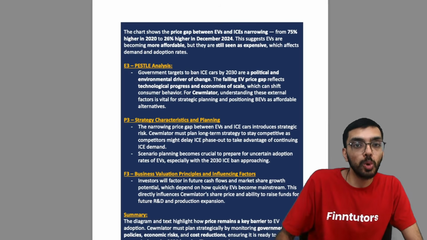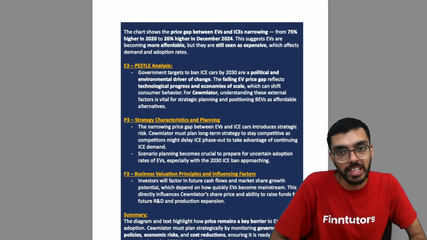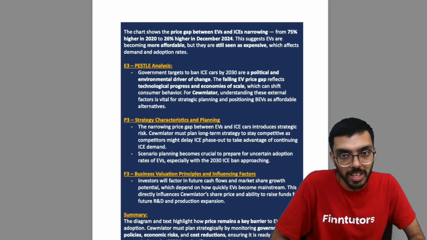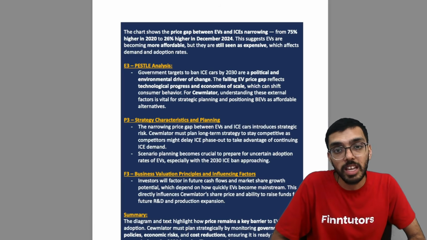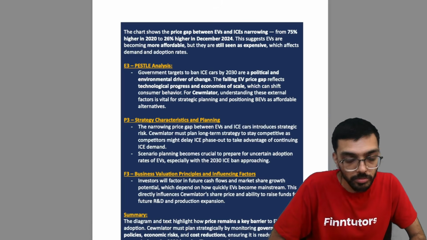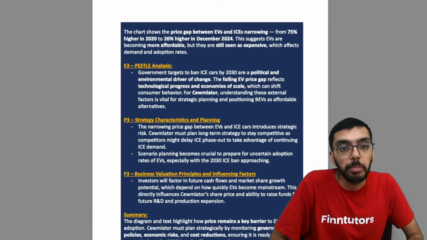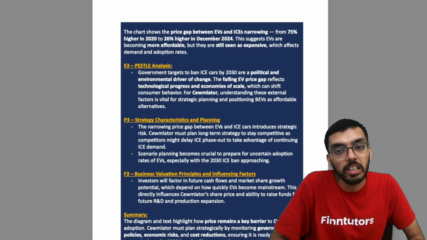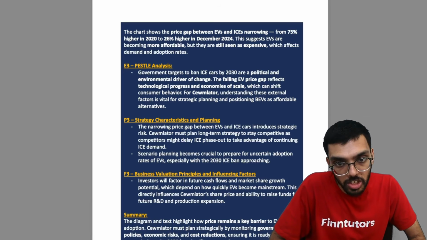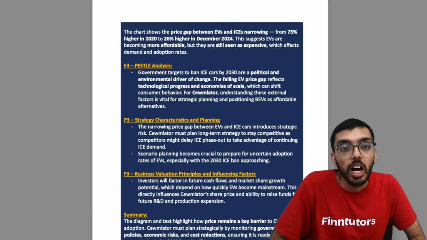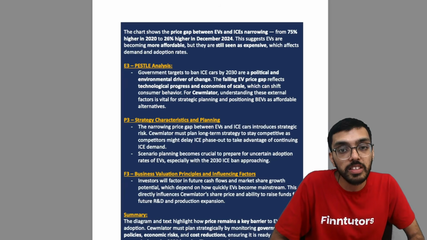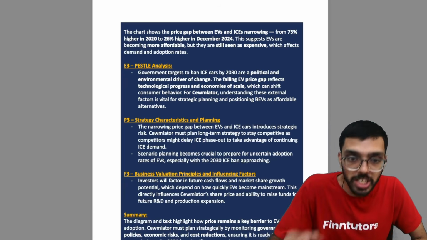So the chart shows the price gap between EVs and ICE narrowing from 75 to 26. This suggests EVs are becoming more affordable, but are still expensive. So from the PESTLE view, government's targets to ban ICE cars by 2030 are a political and environmental driver for change. For Cewmlator, understanding these external factors is vital for my strategic planning.